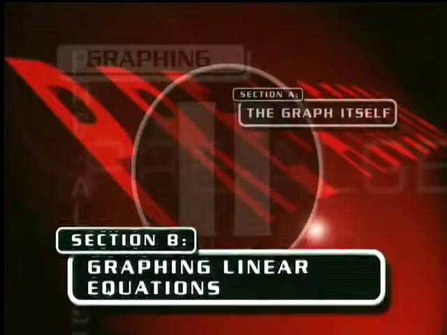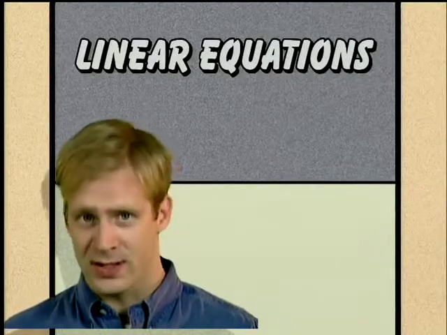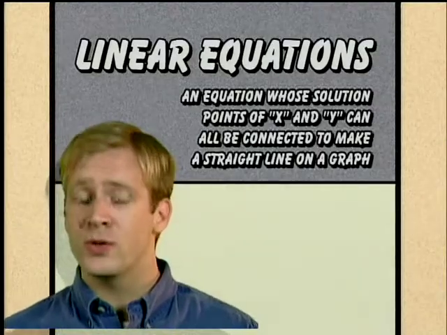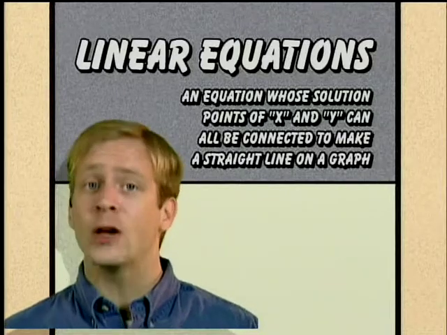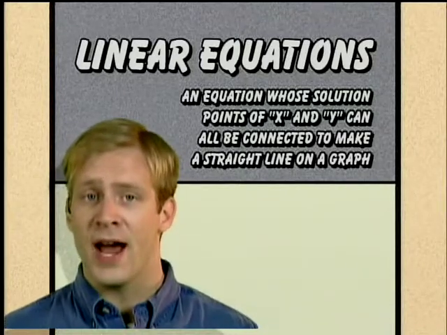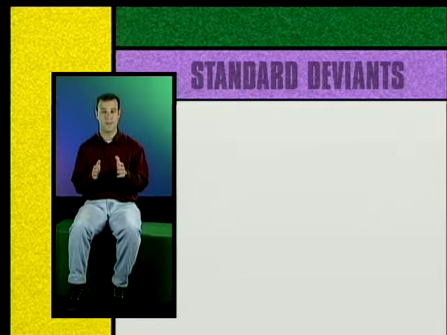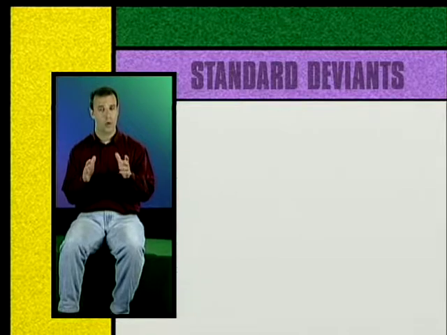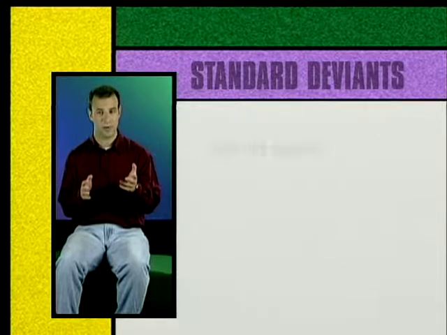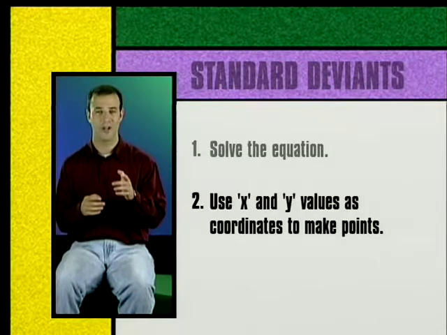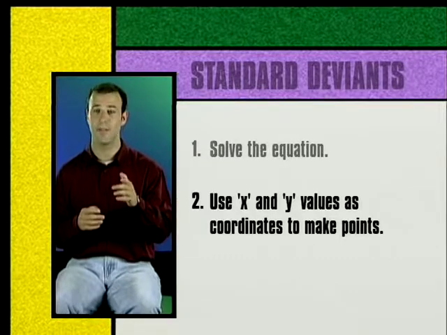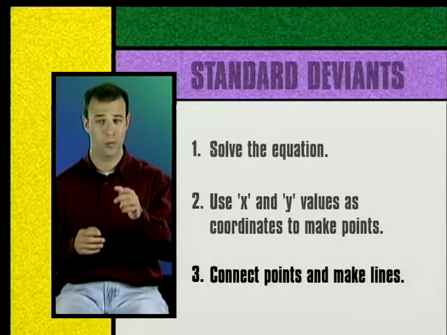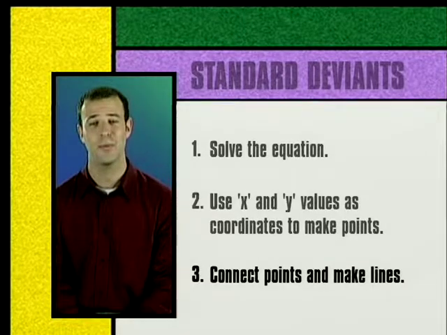Section B, graphing linear equations. A big part of connecting points on a graph involves linear equations. A linear equation is an equation whose solution points of x and y can all be connected to make a straight line on a graph. All this means is we're going to have two letters in our equations now, x and y. First, we're going to figure out what numbers x and y stand for by solving the equation. Then, we're going to use our x and y values as coordinates to make points on our graph. And then, we'll use our crayons and connect the points to make a line.